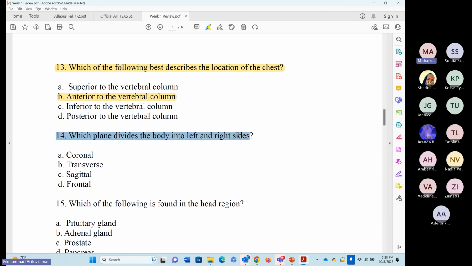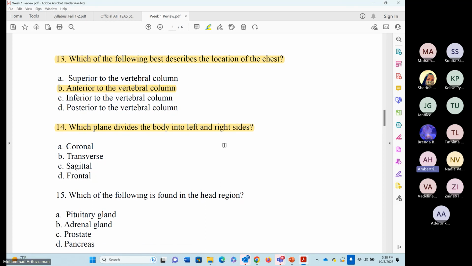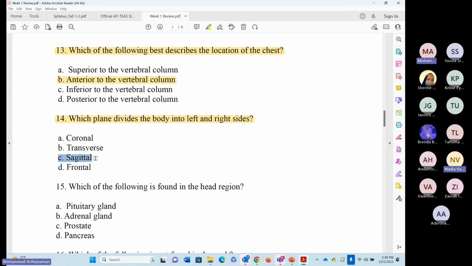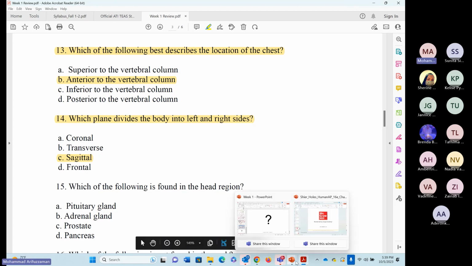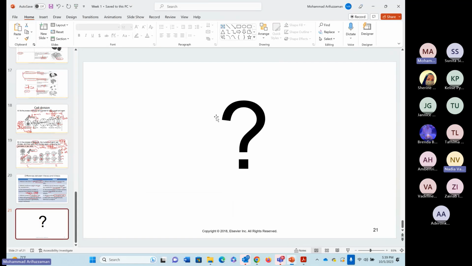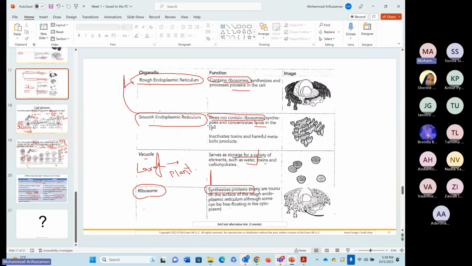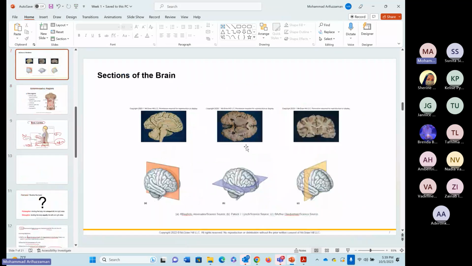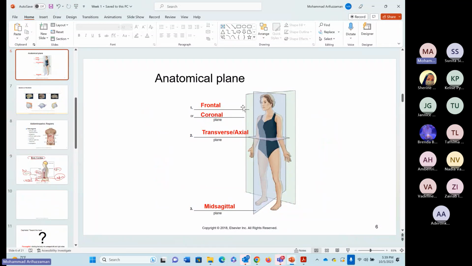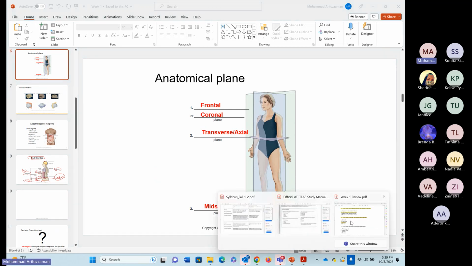Which plane divides the body into left and right sides? Sagittal. Remember, the coronal divides the body into anterior and posterior. Coronal and frontal mean the same. And the transverse divides the body into superior and inferior. We learned this on Monday. So sagittal divides right and left. Good.